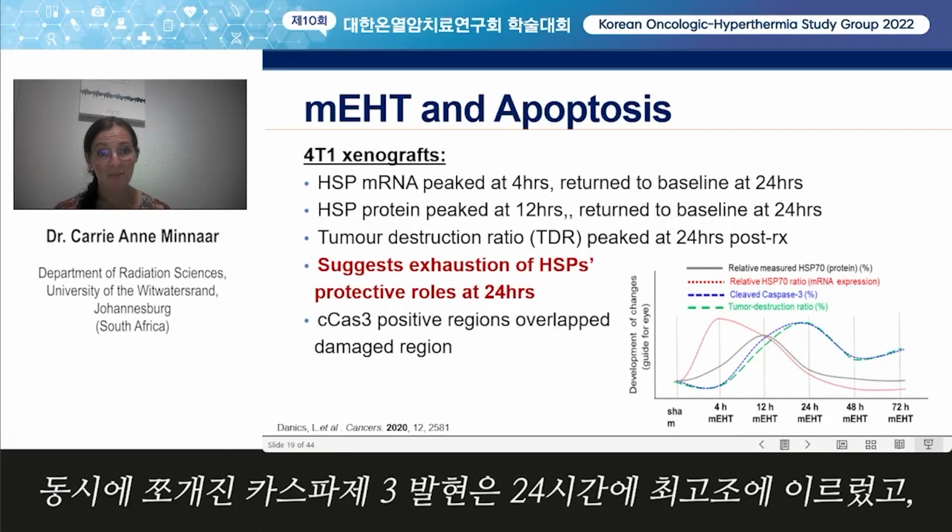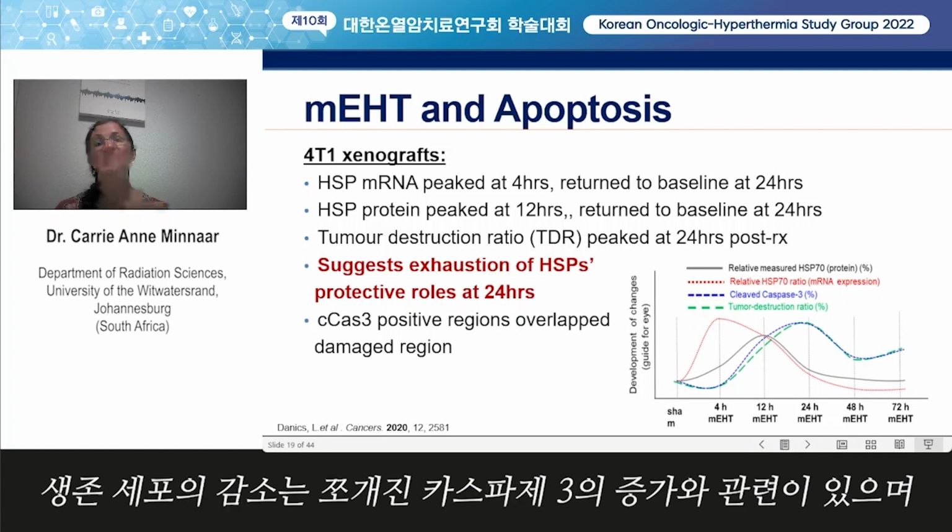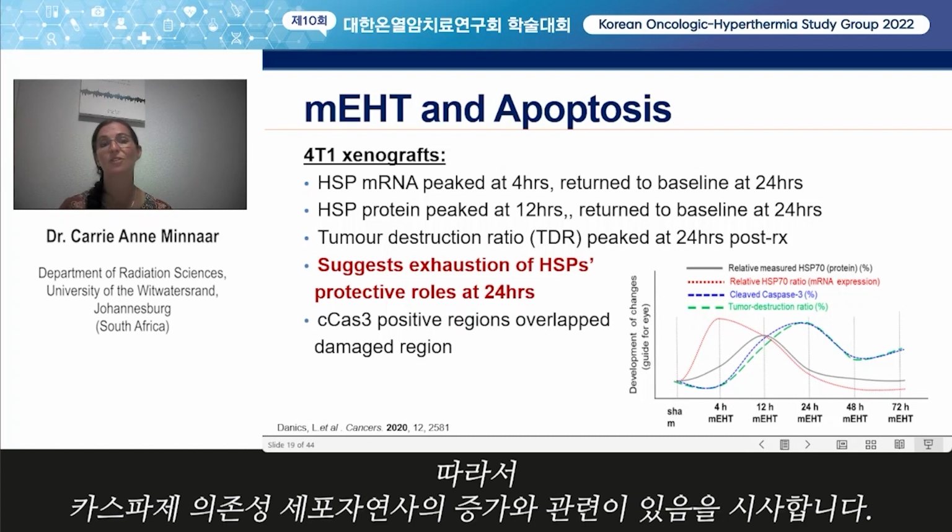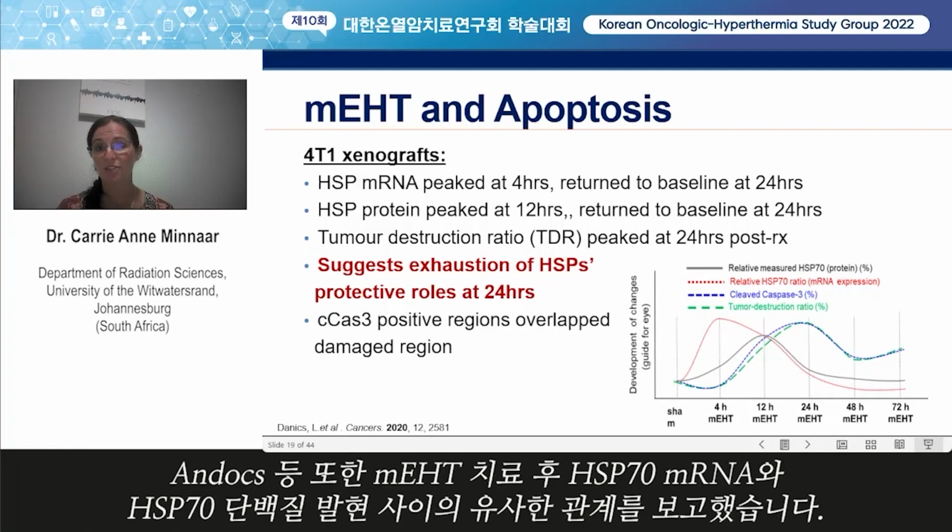At the same time, cleaved caspase-3 expression peaked at 24 hours, suggesting that the decrease in viable cells is associated with an increase in cleaved caspase-3 and therefore an increase in caspase-dependent apoptosis. Andox and colleagues also reported a similar relationship between HSP70 mRNA and HSP70 protein expression after MEHT treatment.